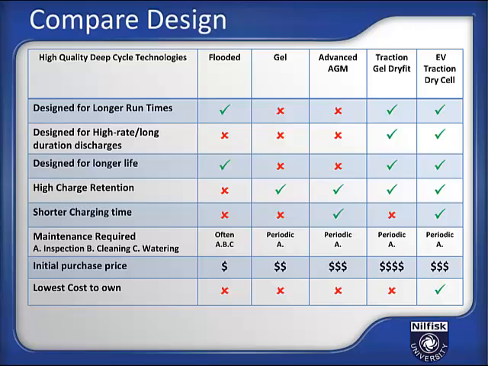Looking at initial purchase price is represented with a $ ranking across the 5 categories. So your flooded product, again, is widely available and least expensive to purchase. Your lowest cost to own, however, is different and more important to consider.